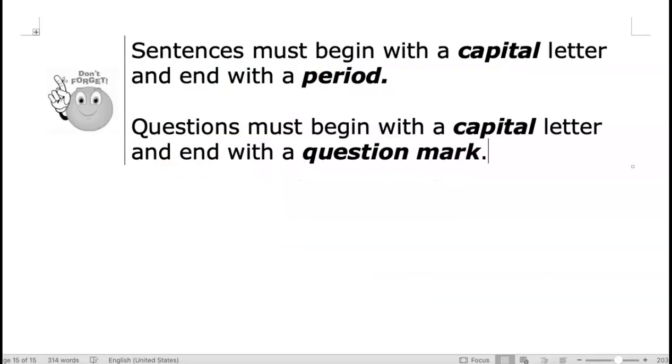Don't forget, sentences must begin with a capital letter and end with a period. Questions must begin with a capital letter and end with a question mark. If you don't begin with a capital letter and end with end punctuation, your sentence is not correct.